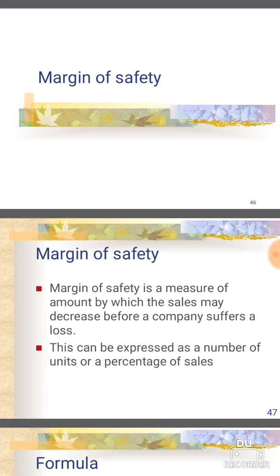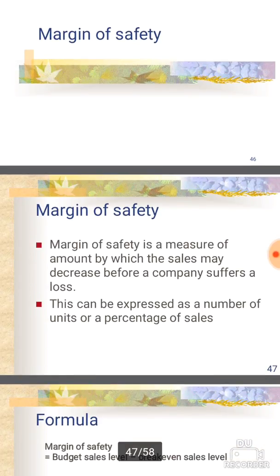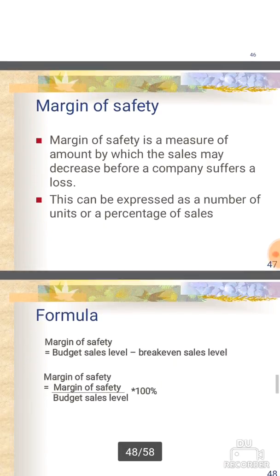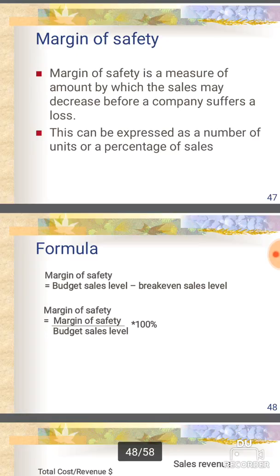Margin of safety. Margin of safety is a measure of the amount by which the sales may decrease before a company suffers a loss. This can be expressed as a number of units or a percentage of sales. Here is the formula: margin of safety is equal to budget sales level minus break-even sales level. Margin of safety percentage is equal to margin of safety divided by budget sales level, multiplied by 100%.